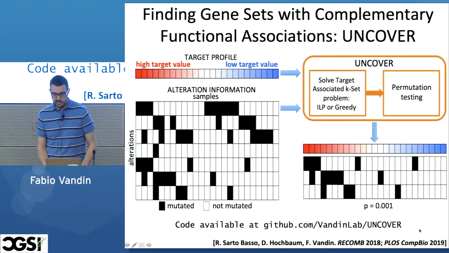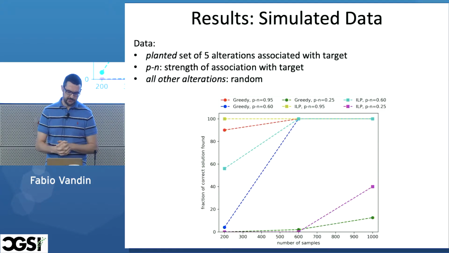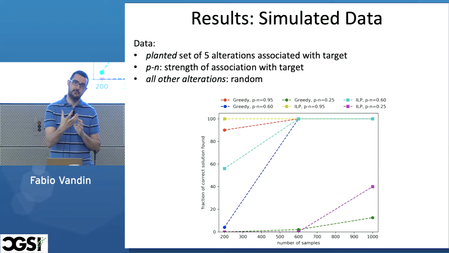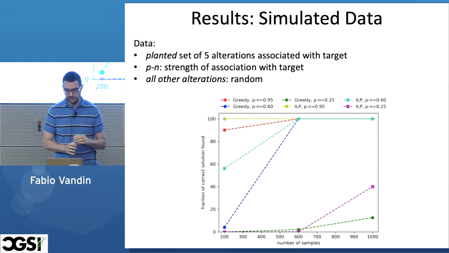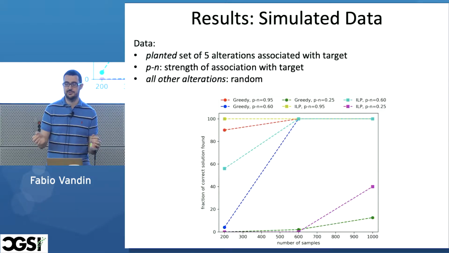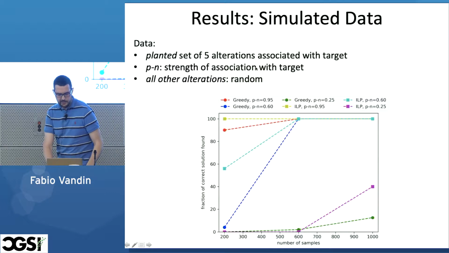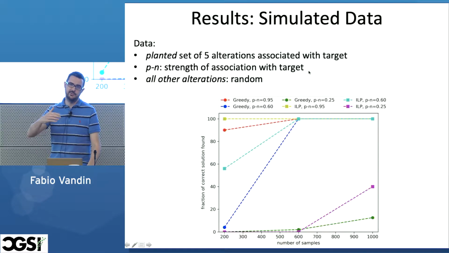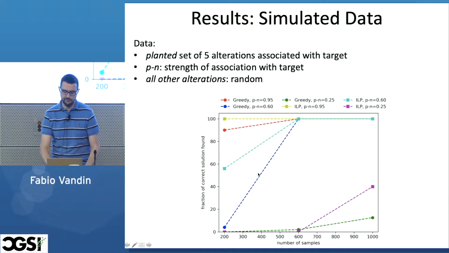Okay, so let's see now some results. The first thing we did was to try our method on simulated data with the goal to understand mostly how well our algorithm can identify a set of alterations that is truly associated with the target, and the dependence on the number of samples that we have. So in particular, we simulated the data in the following way. We planted a set of 5 alterations with association with the target, and we varied the strength of the association with the target, and all other alterations are placed independently of the target.